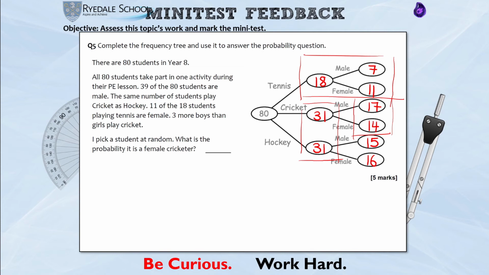I pick a student at random. What is the probability they are a female cricketer? It is 14 out of 80. You might have simplified that to 7/40ths, but I'm happy for that to be the 5th and final mark. So just to go over the marks again, there is 1 mark for each section that I've put in a box that you have got correct.